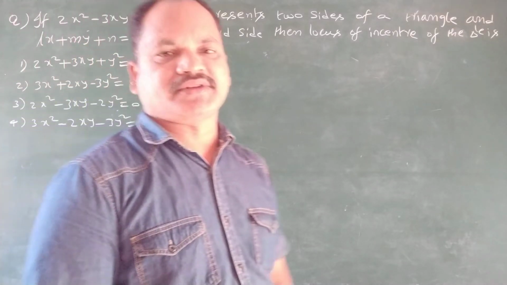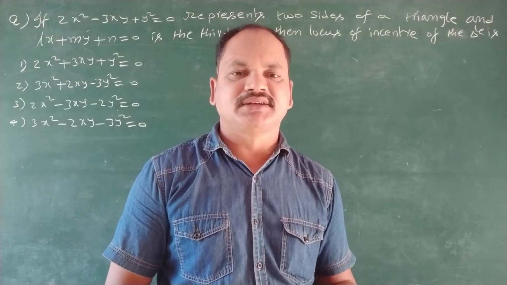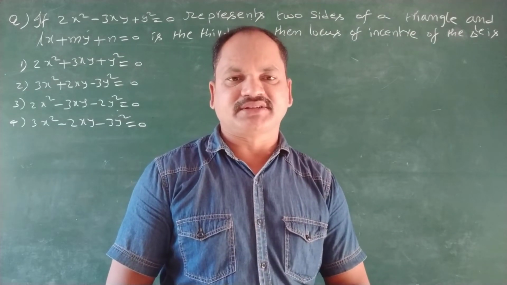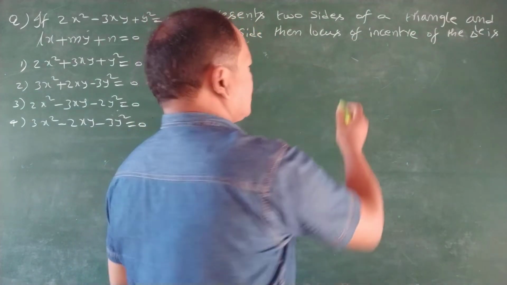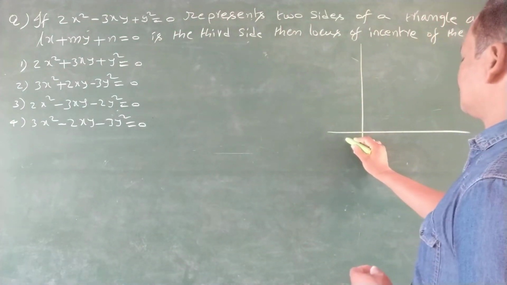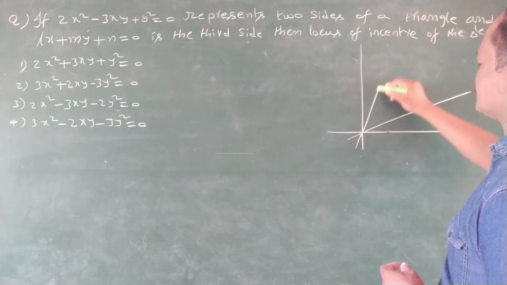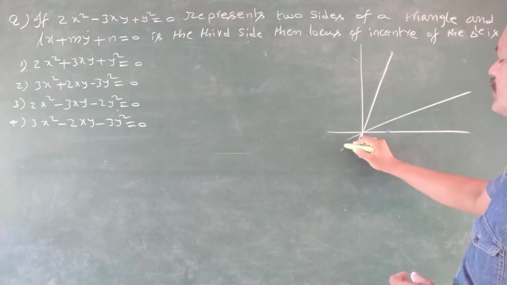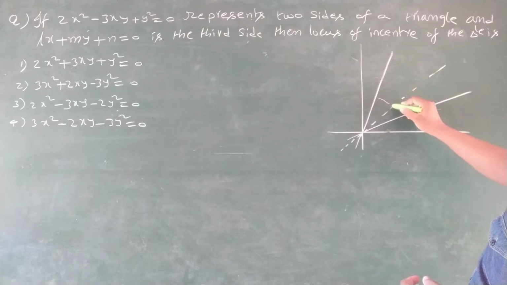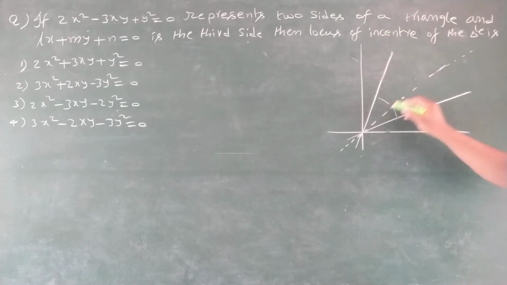This also depends upon the same concept, that is the same formula, the pair of angular bisectors. The locus of the incenter follows the pair of angular bisectors theorem, right? From the diagram, observe here, the given equation represents two lines passing through the origin. So take it like this. Now this is the locus of the incenter, since it is equidistant from the sides. That's why it is the pair of angular bisectors.